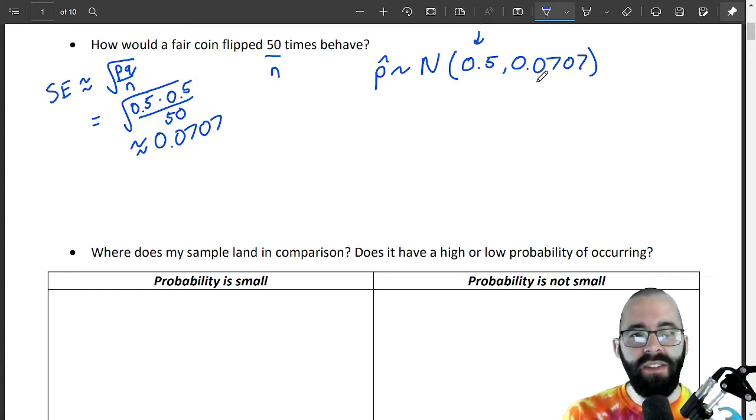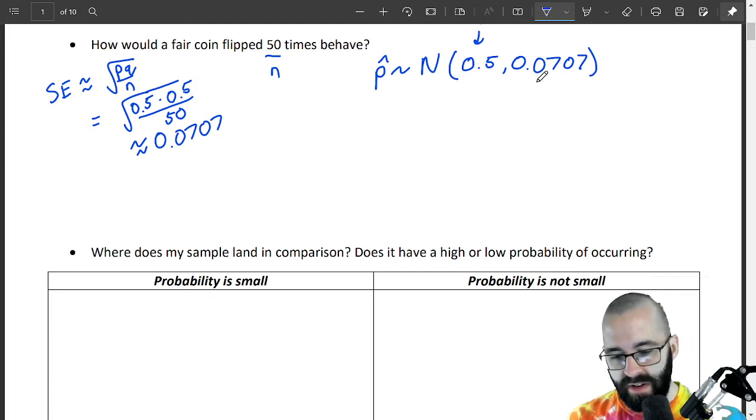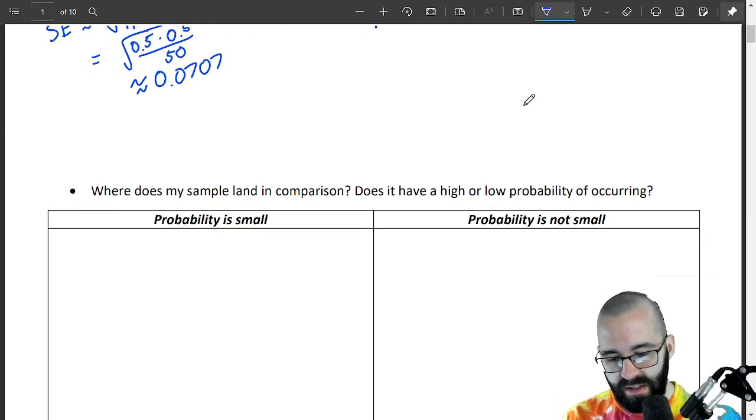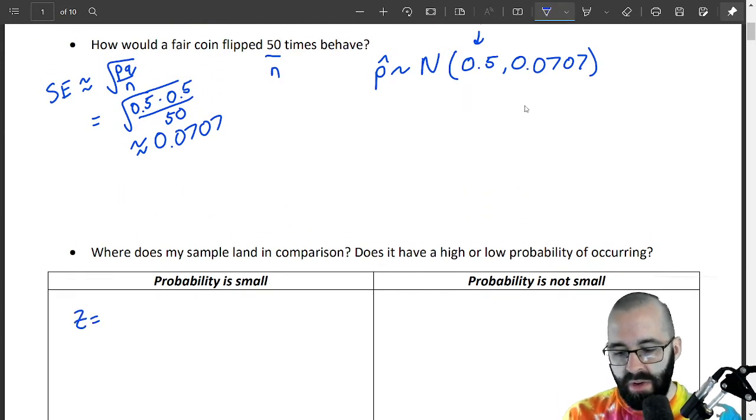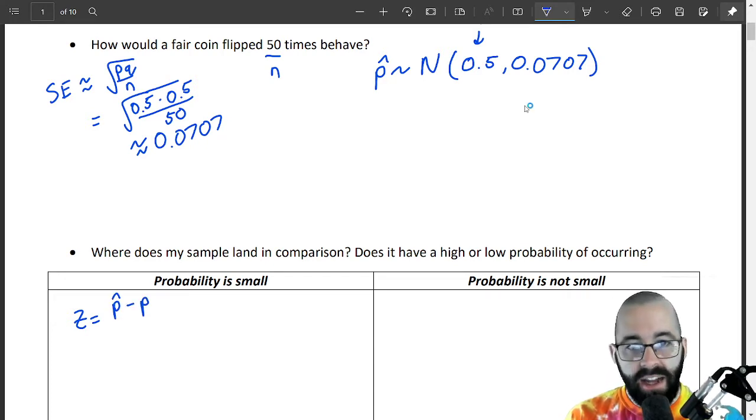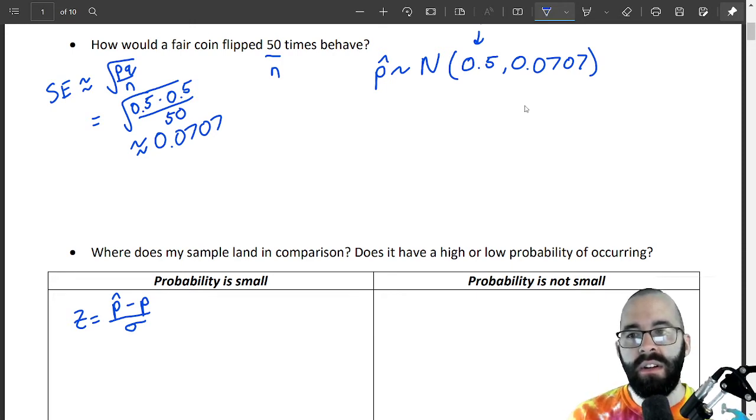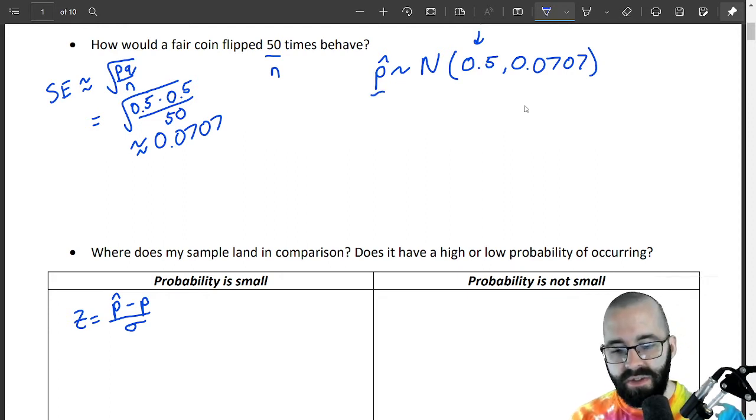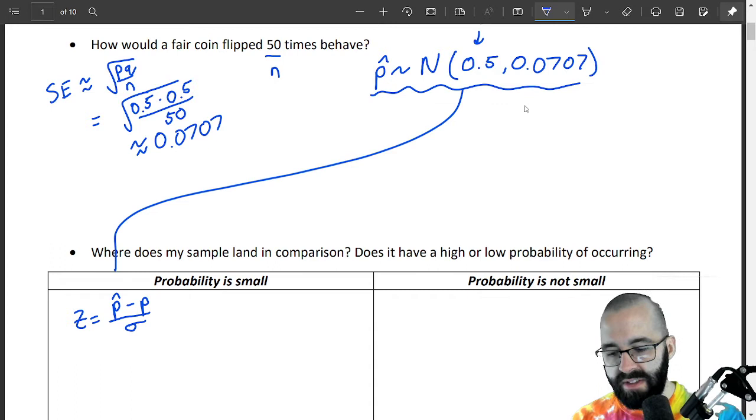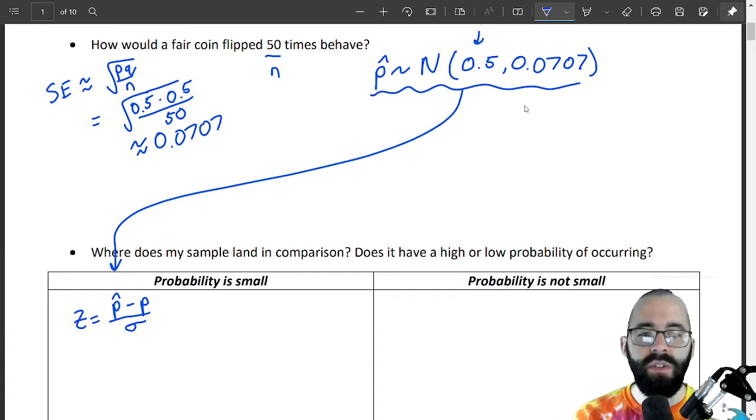Well, calculating how many standard deviations away we are, that's finding a z value, right? So z, remember, is going to be our situation minus the actual population, which we don't know here, we're assuming, divided by the standard deviation. That's how we find a z value for any normal distribution. And again, we technically don't know p. We're assuming that the probability of a heads is half.